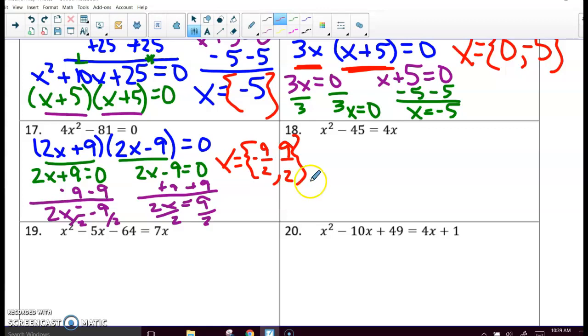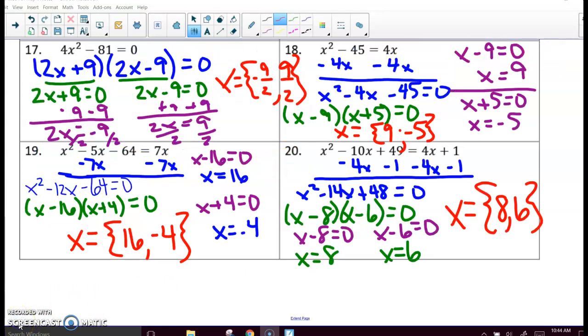I'd like you to try and work through, hit pause, and then work through 18, 19, and 20. Remember, set your equation equal to 0 first. Compare your answers for 18, 19, and 20. Select pause to freeze the screen and compare yours with these.